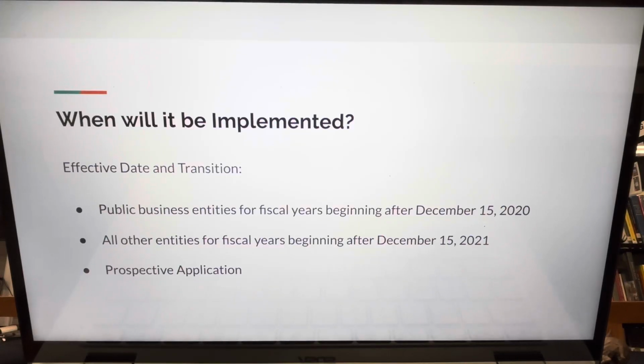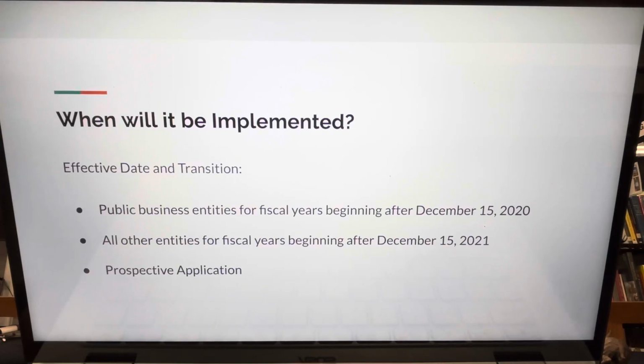When will this be implemented? The effective dates for the public business entities for fiscal years are going to begin after December 15th, 2020. And for all other entities, the effective date will be for the fiscal years beginning after December 15th, 2021.